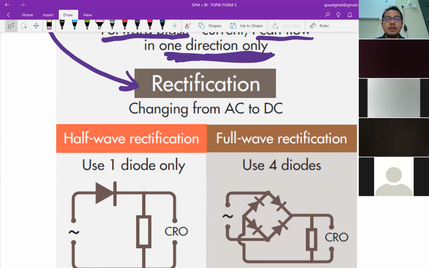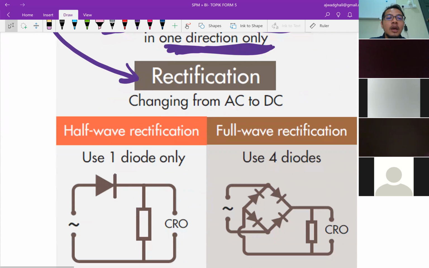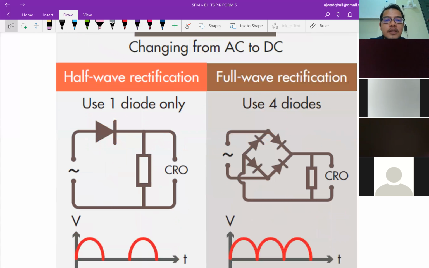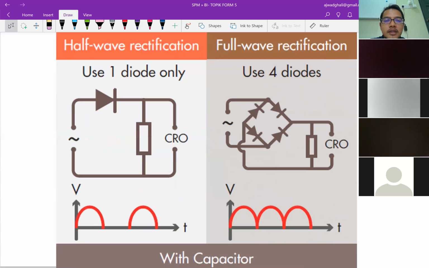Okay. Hope you understand a little bit about diode. Okay, next. So rectification, there's two types of rectification: either half wave rectification or full wave rectification. So for the half wave rectification, you only need one diode. Okay, and you need to connect the diode to alternating current, not a battery.